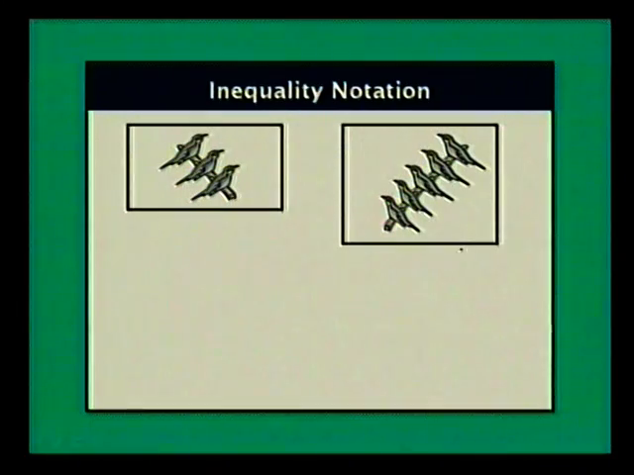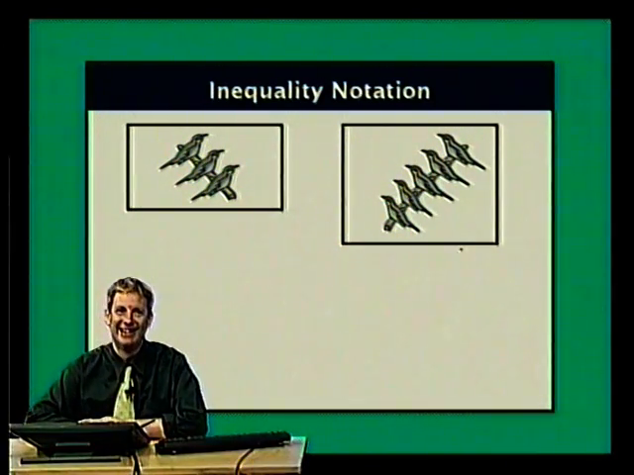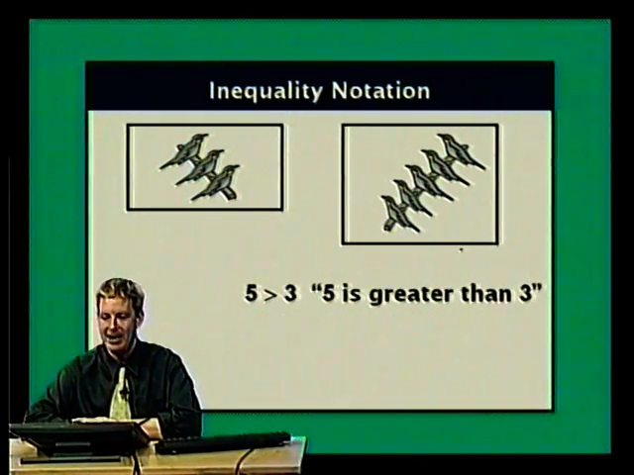Alrighty, let's talk about some relationships between real numbers. What I have pictured here is two branches of a tree, and there's 3 birds on one of the branches, and there's 5 birds on the other branch. And I think we'll all agree there's more birds on the branch with 5 birds than 3 birds. 5 birds is a greater number of birds than 3 birds. Mathematically, we write that by saying 5 is greater than 3.